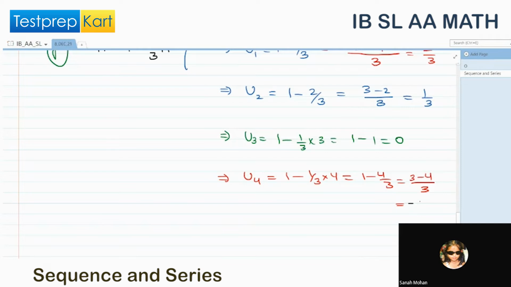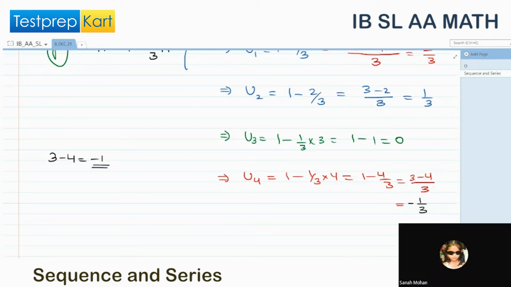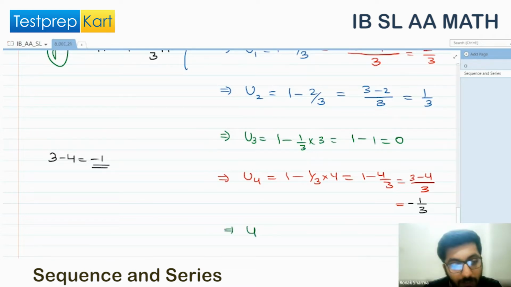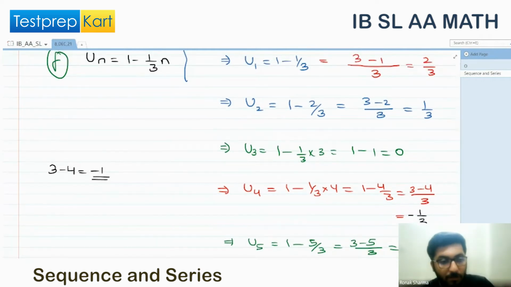Negative 3. Negative 1 by 3, because 3 minus 4 will be what? Negative 1. Yes. So similarly, let's calculate the u5. So this will become 1 minus 5 by 3, because 1 by 3 into 5. So this will become 3 minus 5 by 3. That means minus 2 by 3. In that manner, we have calculated all the five terms. You note it down, then I'll give you the rest of the questions to try.